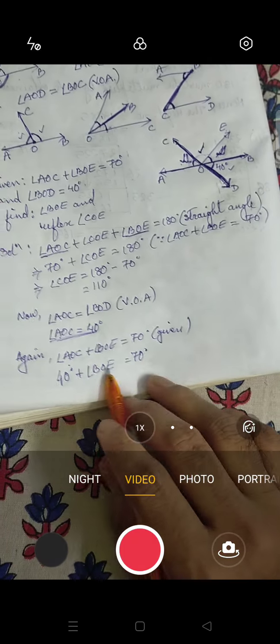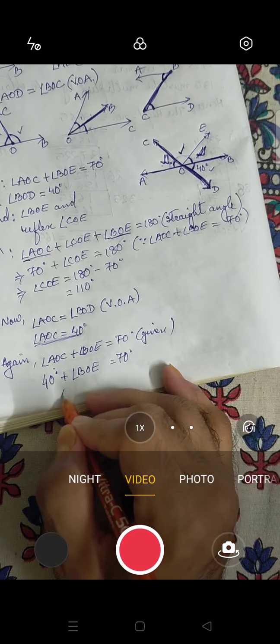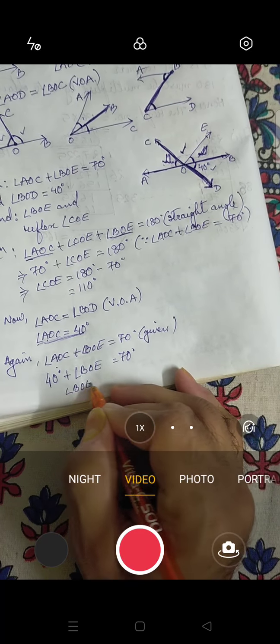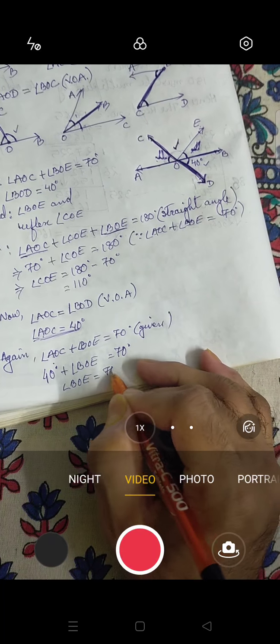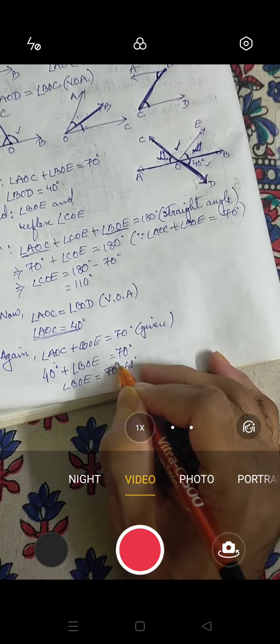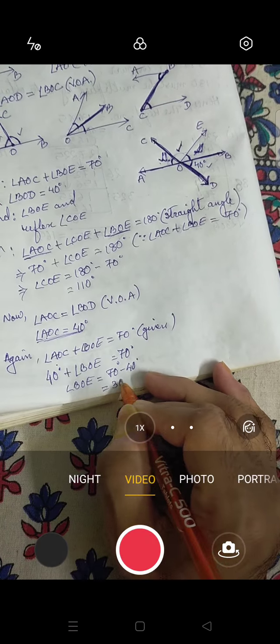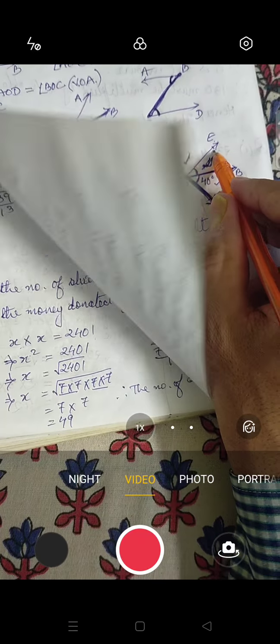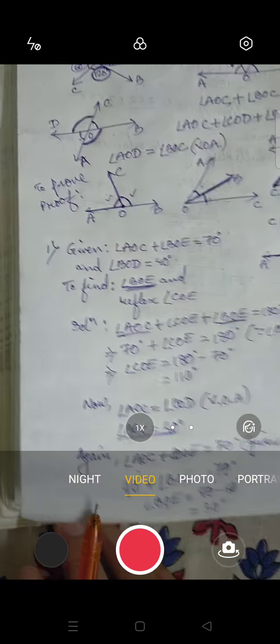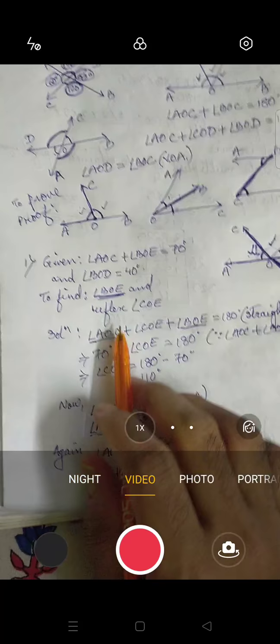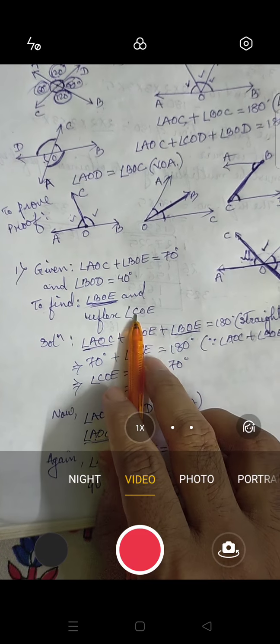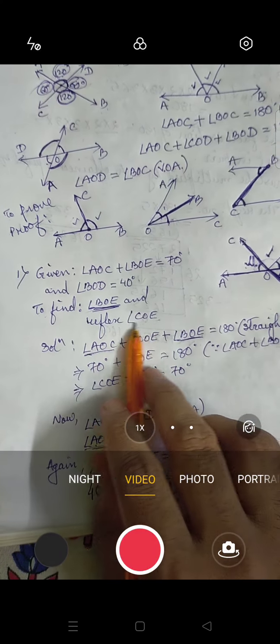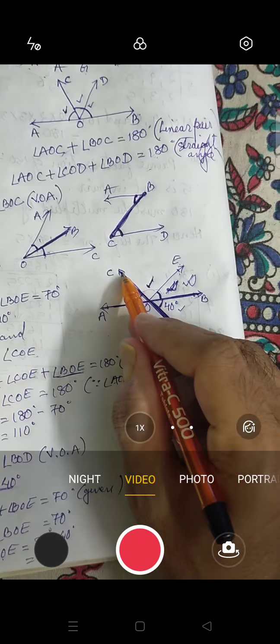Okay. Now this 40 will transfer here. We will be having angle BOE equals 70 minus 40. So we will be having 30 degree. That means angle BOE, this BOE, will be 30 degree. We wanted to find angle BOE, we got BOE. Okay. Now we need to find reflex angle COE. To know reflex angle COE, you should know angle COE.